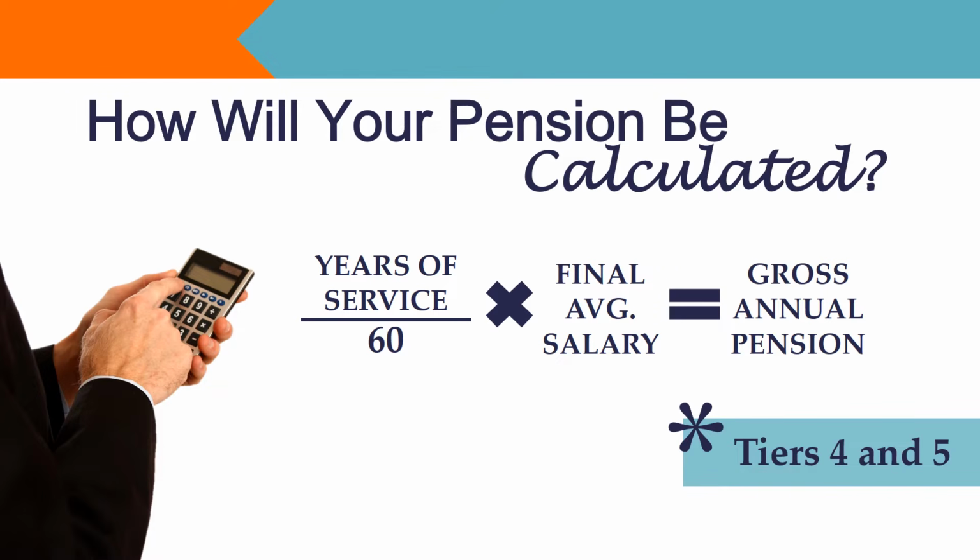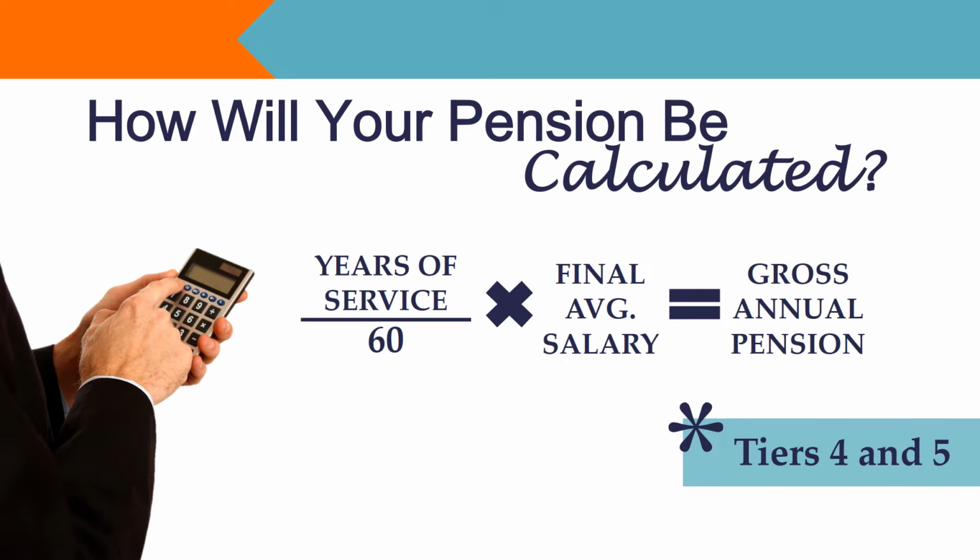The service retirement formula used to calculate the gross annual pension amount for members in Tier 4 or Tier 5 is years of service divided by 60 multiplied by your final average salary, which equals your gross annual pension. Again, years of service means the total amount of service accumulated in your account. Every month of pension service credited to your account as of the retirement date will be counted, including any purchases that you may have made.